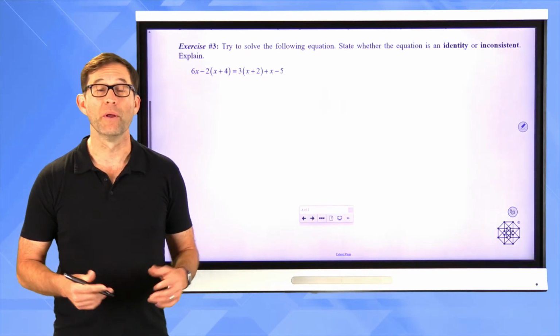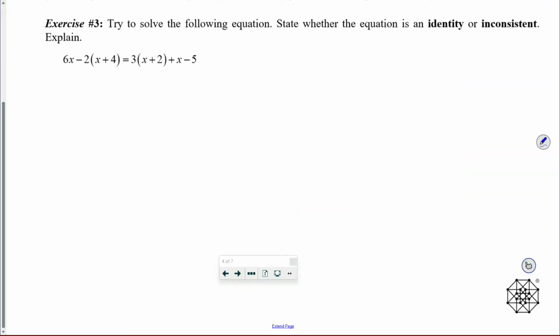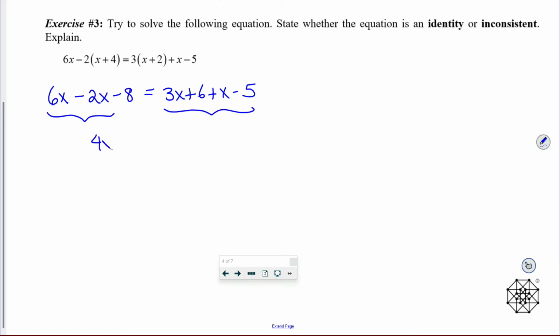All right, let's go through it. So just like before, the first thing I'm going to do is distribute that -2. Just have to be careful there. -2x minus 8. On the right-hand side, I'm going to distribute that 3x squared plus 6, plus x minus 5. I'm going to combine some like terms on both sides of this equation. On this side, I'm going to have 4x minus 8. And on this side, I'm going to have 4x plus 1.